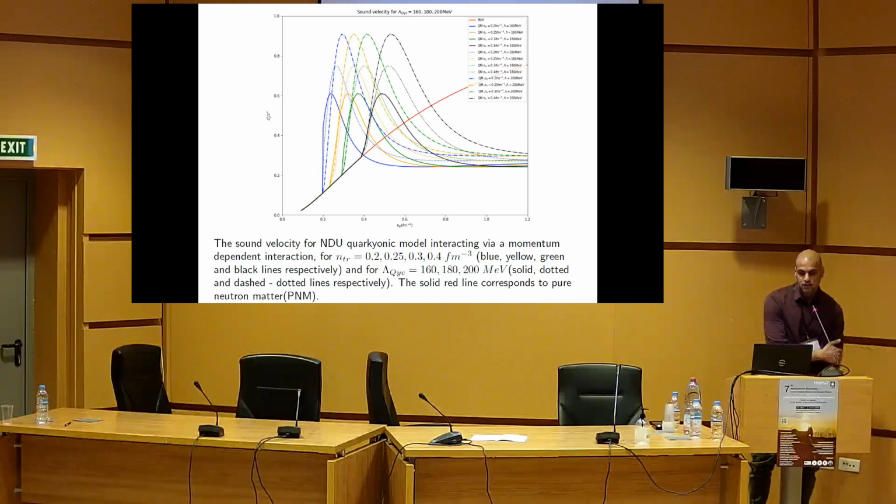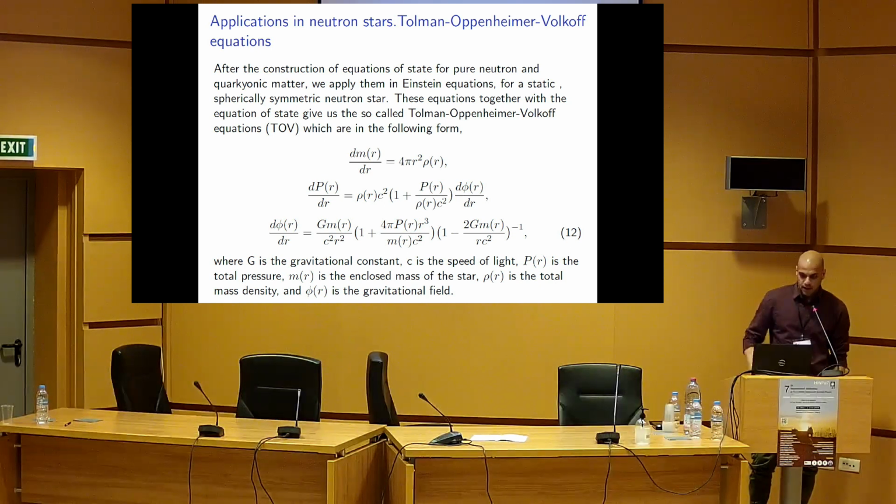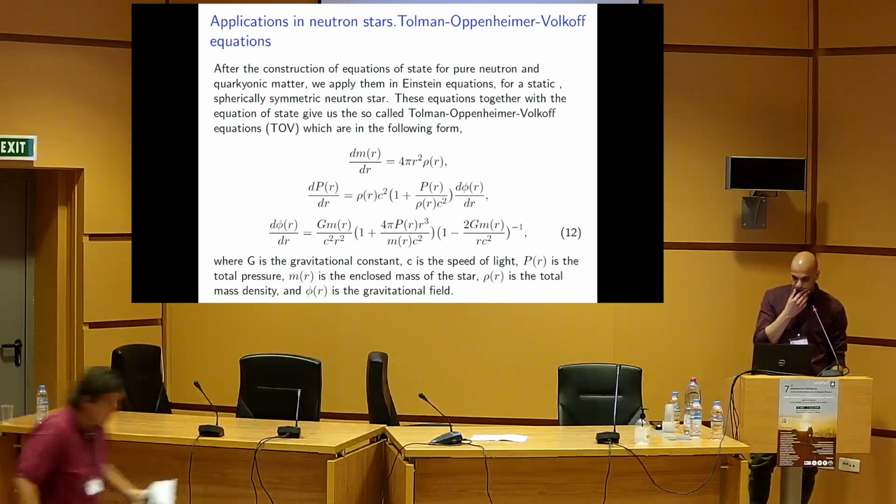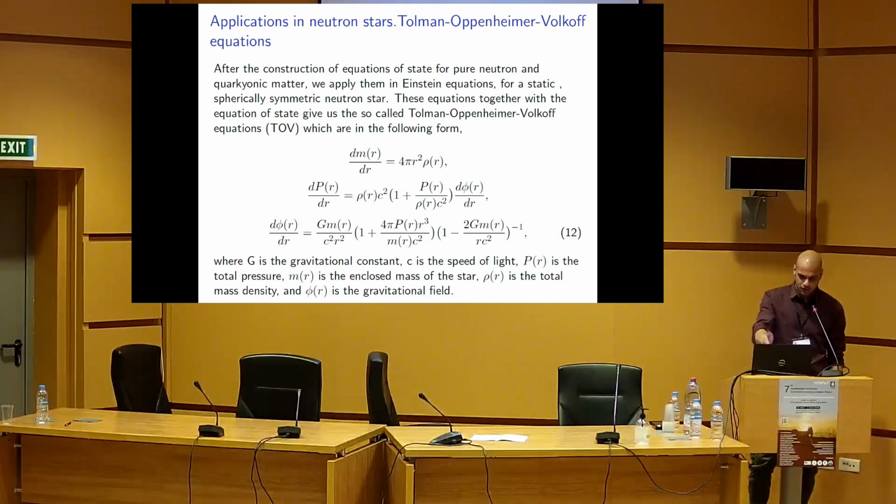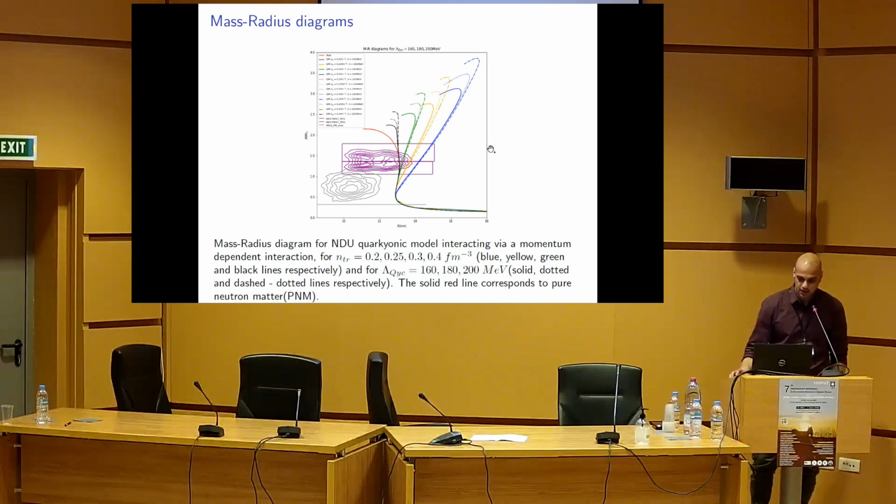After the construction of equations of state, we apply them in the Tolman-Oppenheimer-Volkov equations to calculate mass, pressure, and radius for a neutron star. TOV equations are in the following form, where P is the total pressure, M is the mass of the star, rho is the mass density and the gravitational field. And we construct the MR diagrams, mass versus the radius.